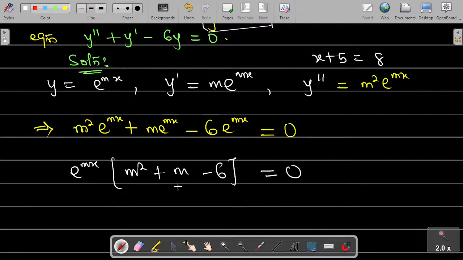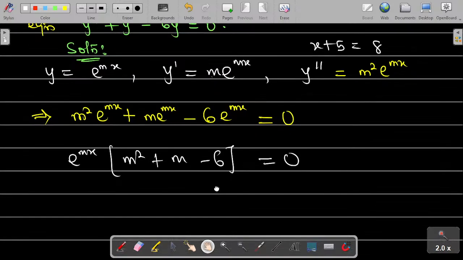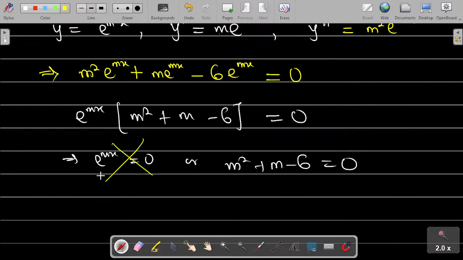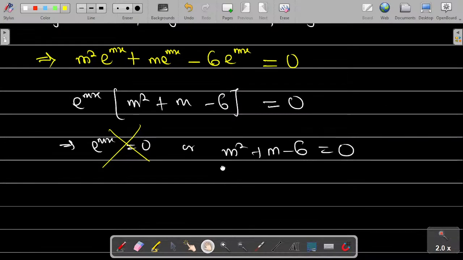Actually, we call this the characteristic equation of a differential equation. Don't worry, when we get there, you are going to see that. So our job now is to state that this implies that either e^mx is 0 or m squared plus m minus 6 is equal to 0. And of course, it's not possible that e^mx will be 0. There's no exponential with a base and a power that will be equal to 0. So this cannot be. In other words, we have only this one to solve.